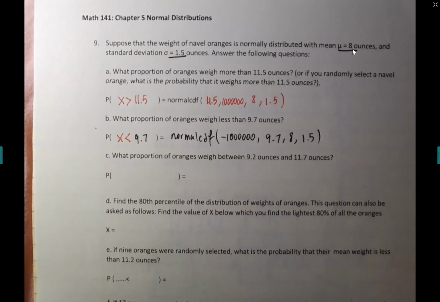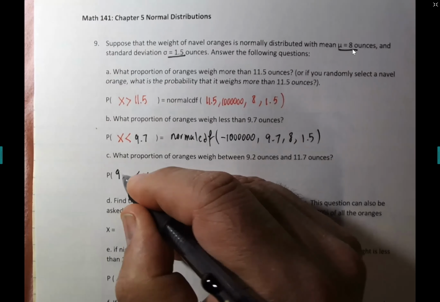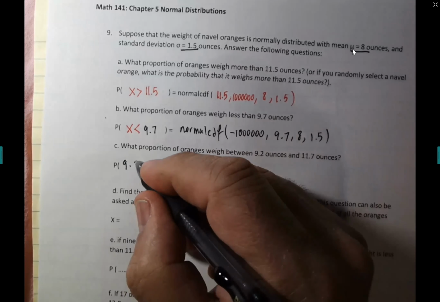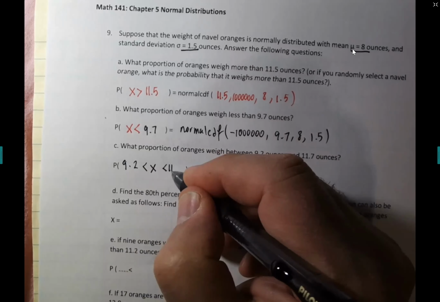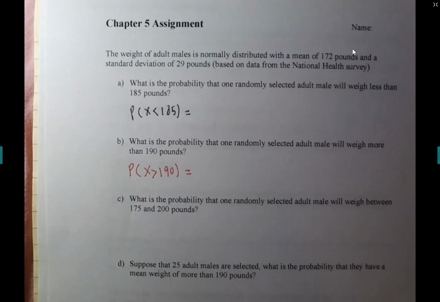Okay. You know what the next part is going to be: in between. What proportion of oranges weighs between 9.2 and 11.7? So he wants X between 9.2 and 11.7. And you want to see a similar question in the assignment?